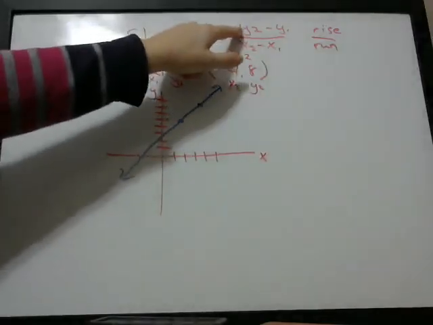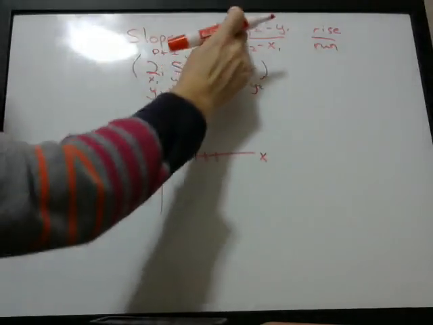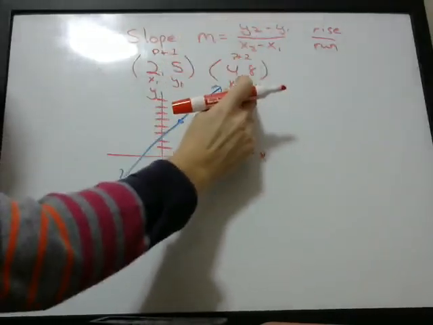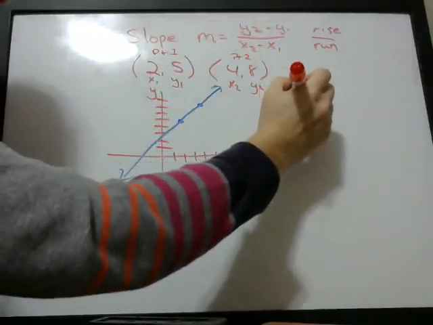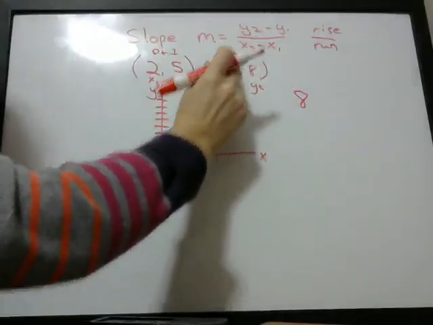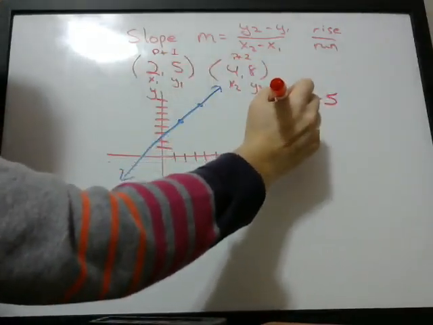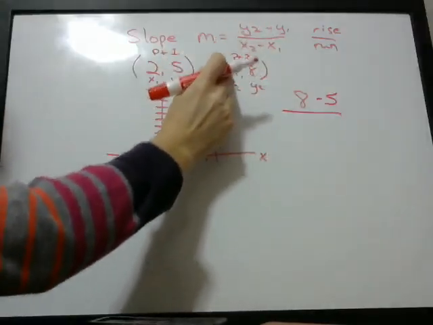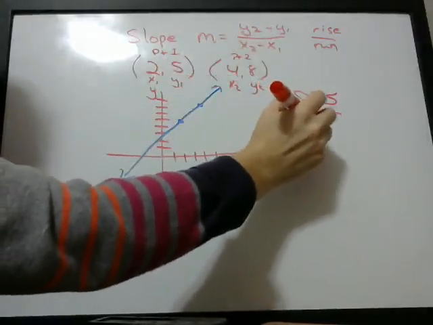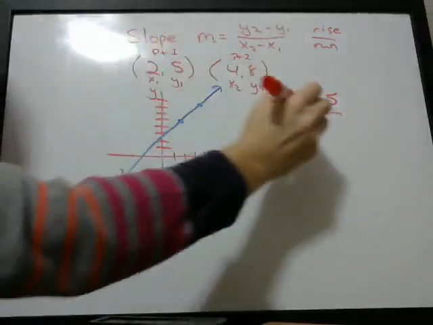And then we simply plug them in. So y2, well, we called y2 was 8, minus y1, y1 was 5, divided by x2, x2 is 4, minus x1, x1 is 2.